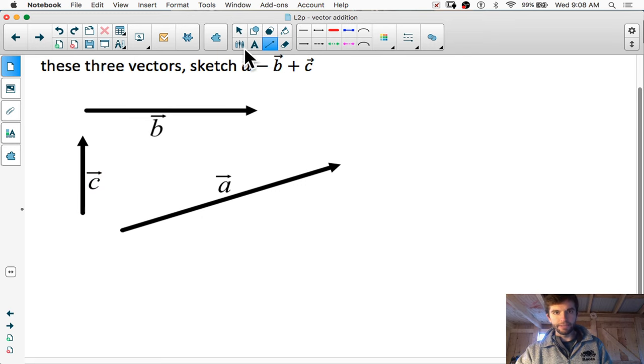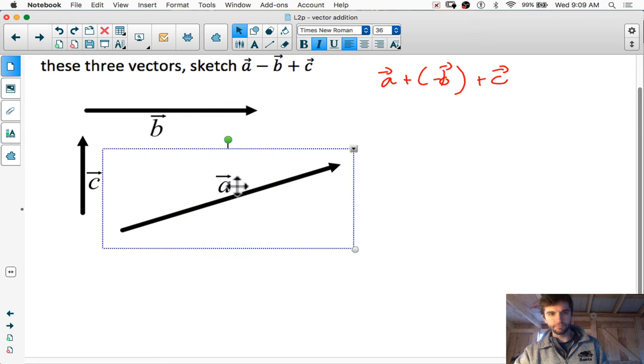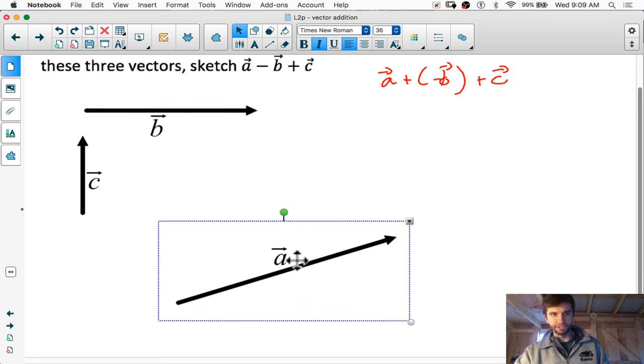So if I want to do vector A minus vector B plus vector C, another way of thinking of that would be doing vector A plus negative vector B plus vector C, right? Adding a negative is the same as subtracting. So let's attempt this. When we're adding three vectors together, we have to make sure we place them all tip to tail. So let's take vector A, and let me just position it here.